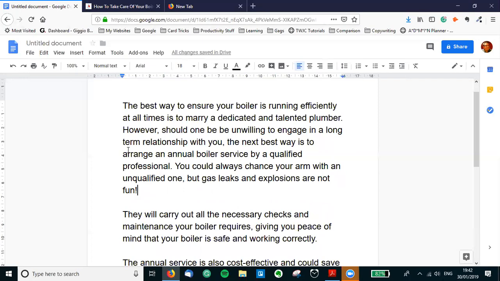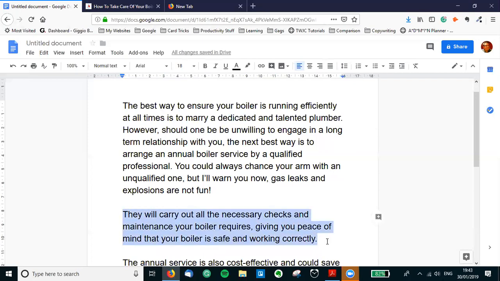So, the next best way is to arrange an annual boiler service with a qualified professional. You could always chance your arm with an unqualified one, but gas leaks and explosions are not fun. But I'll warn you now, gas leaks and explosions are not fun. That'll do for that. Like I say, I could tidy these up and choose better words here and there, but you get the idea for how you can just add jokes in there and things like that. So we'll leave that as it is, and we'll move on to this.